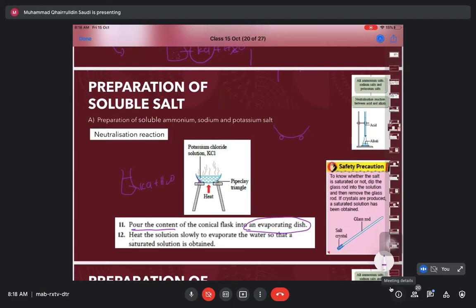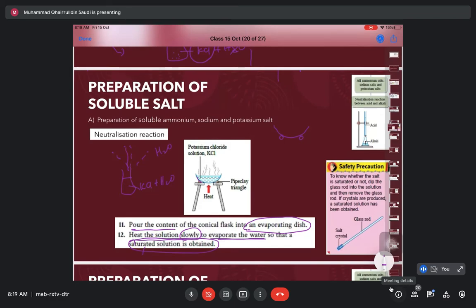Then we heat the solution slowly to evaporate the water, so that the water escapes as gas. Okay, so that a saturated solution is obtained. Saturated means a concentrated solution.